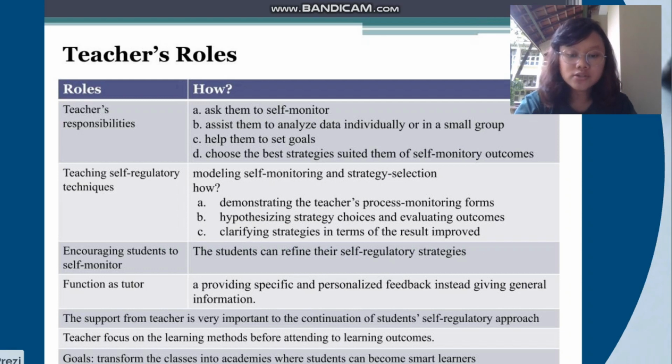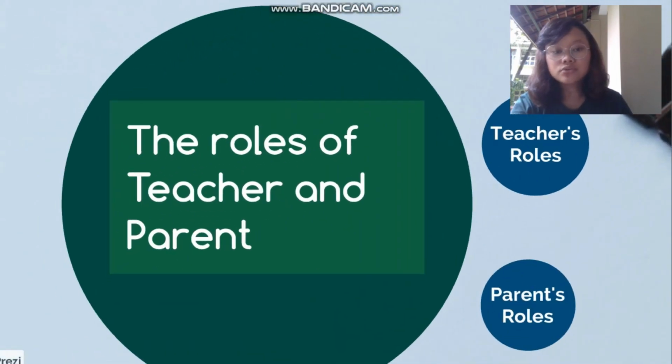The last role from the teachers is to function as a tutor. The tutor provides specific and personalized feedback instead of giving general information. The students really need teacher support in order to continue their self-regulatory approach. Teachers should also focus on the learning method before attending to the learning outcomes. The goal of this is to transform the classes into academies where students can become smart learners. The second one is parents' roles.